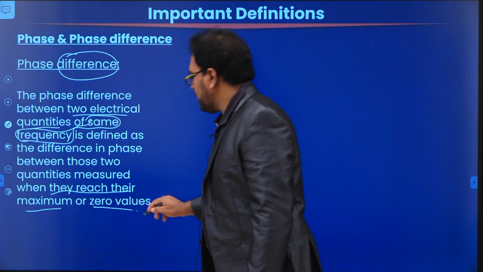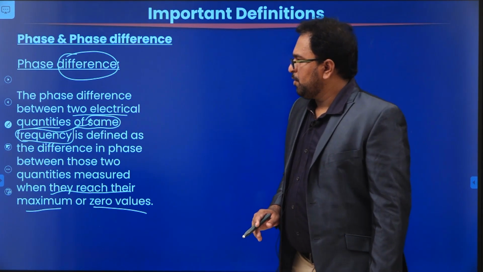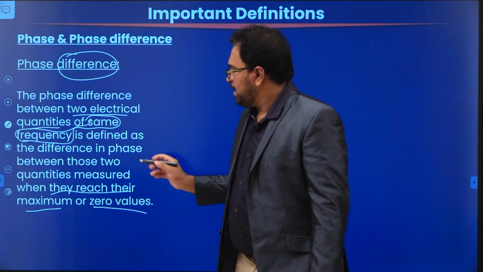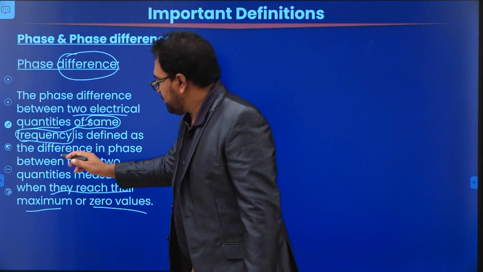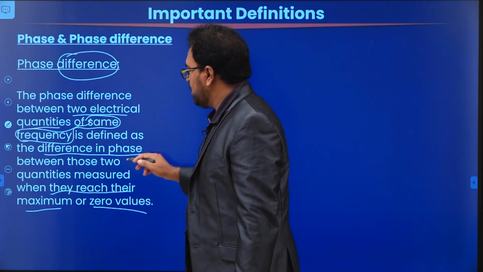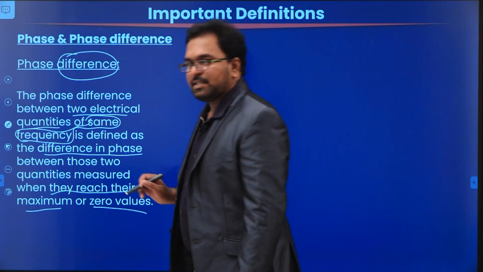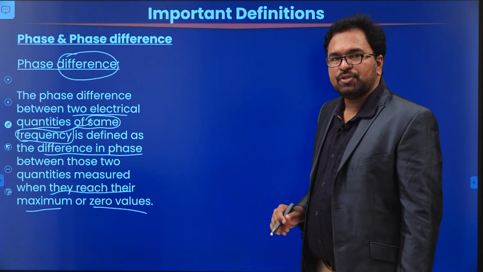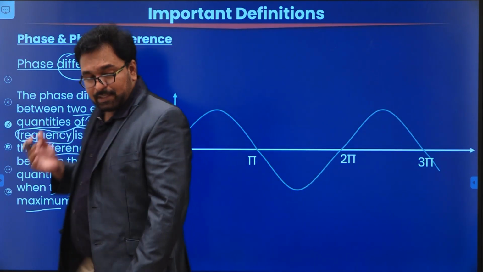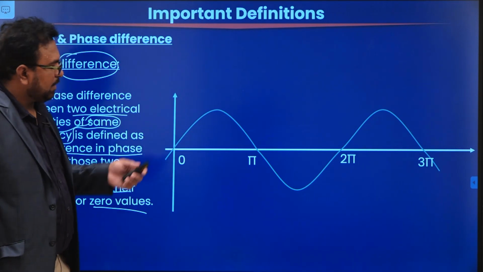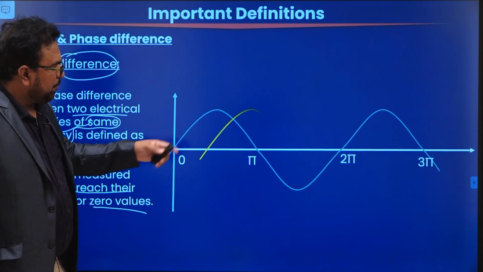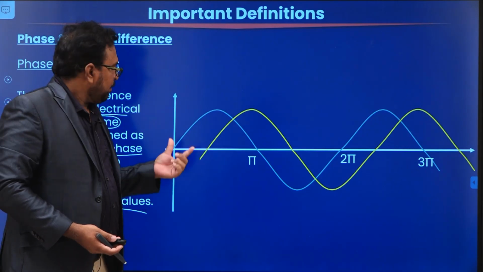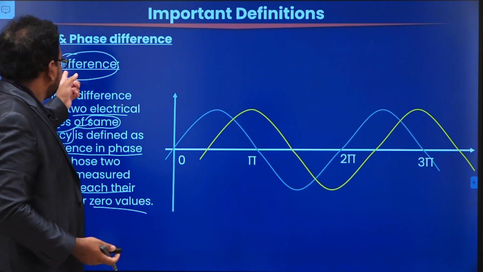So the phase difference between 2 electrical quantities of the same frequency is defined as the difference in phase between those 2 electrical quantities measured when they reach their maximum or 0 values. Let us consider the one phase like this, and I will assume that the second phase will be delayed by some angle. That delay is called the phase difference.